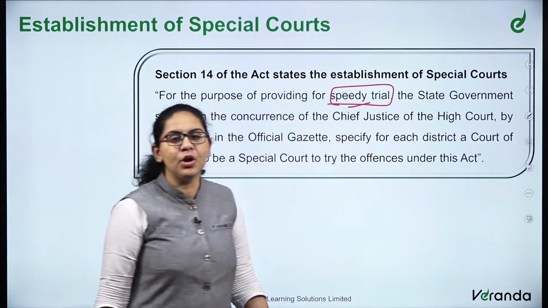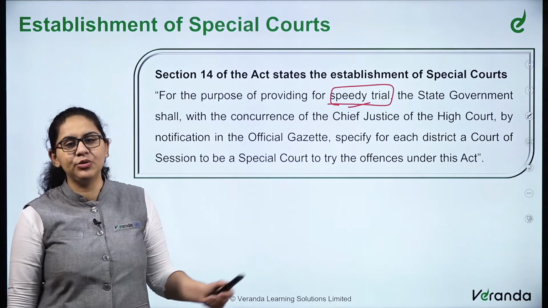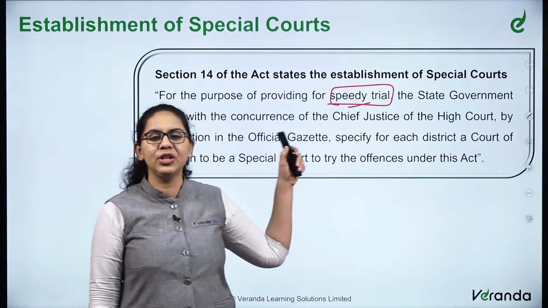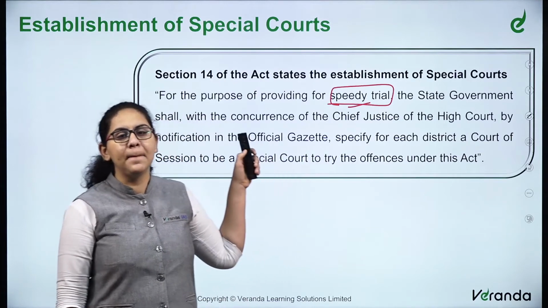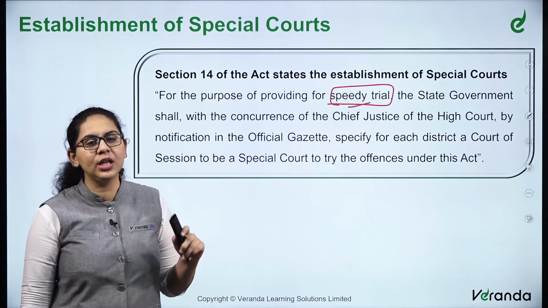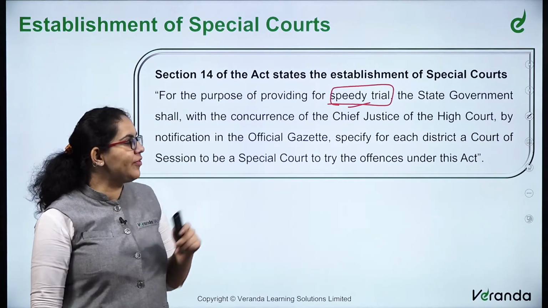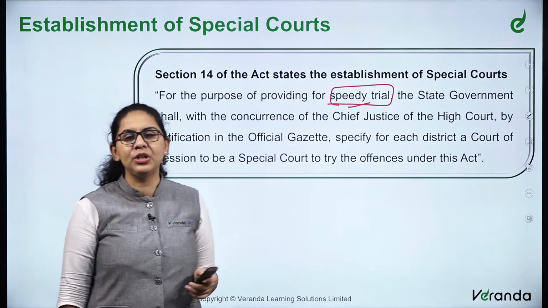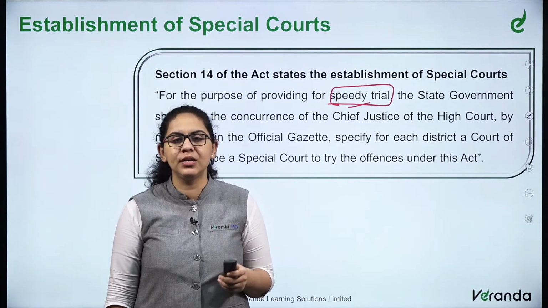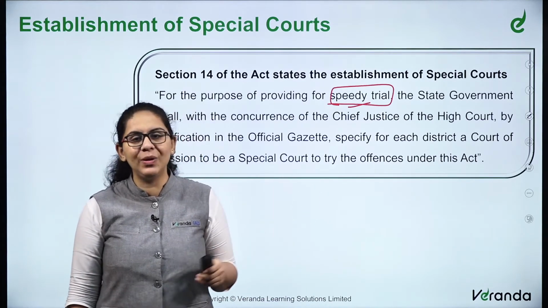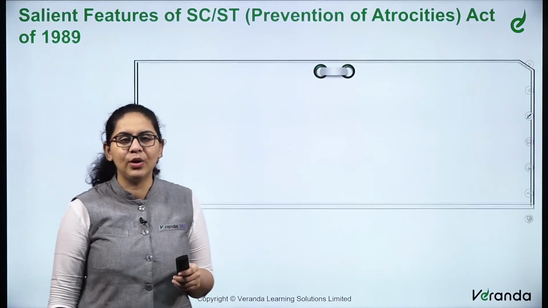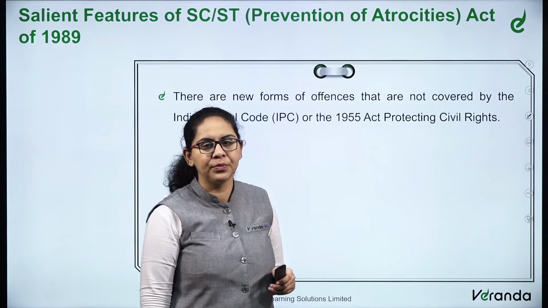For the purpose of providing for speedy trial, the state government shall, with the concurrence of the Chief Justice of the High Court, by notification in the official gazette, specify for each district a court of session to be a special court to try the offences under this Act. There should be special courts for the speedy trial. That is also one of the important provisions.